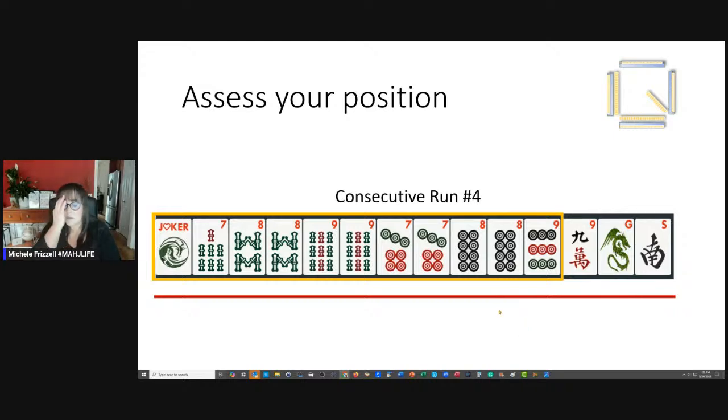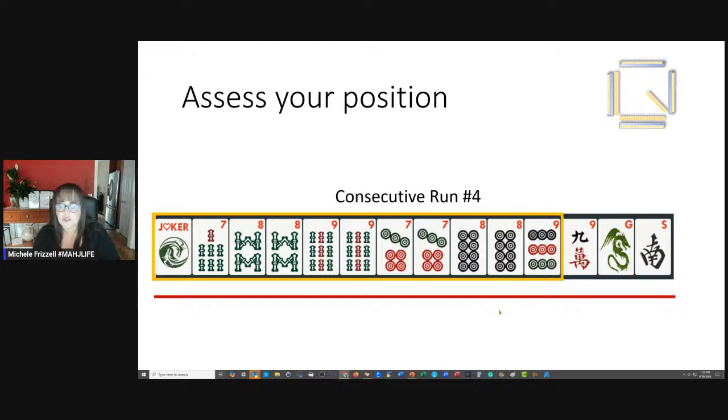Okay, so here's another hand. This is probably consecutive run number 4. Single pair Kong, double run. 7, 8, 9. We have a 7 bam, pair 8, pair 9, then a 7 dot pair. So we have an extra 7 dot, 8 dot pair, 9 dot, 7, 8, 9, single pair Kong. We have 1 weakness, the 9 dot.